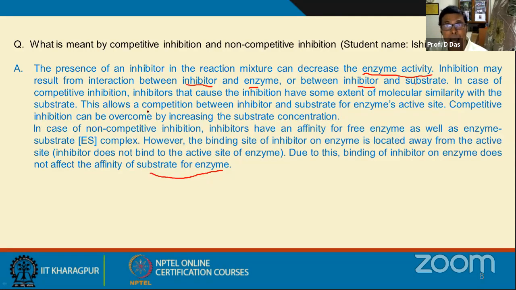Okay, am I right? And in non-competitive inhibition, what is happening? The Km value remains constant, but the Vmax value decreases. So that happens in case of non-competitive inhibition. I hope this is the answer to your question.